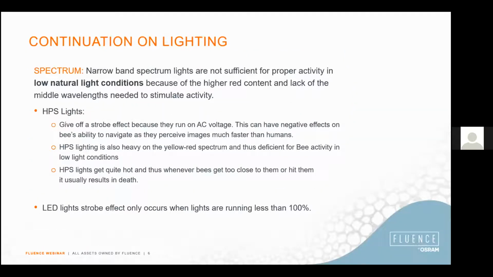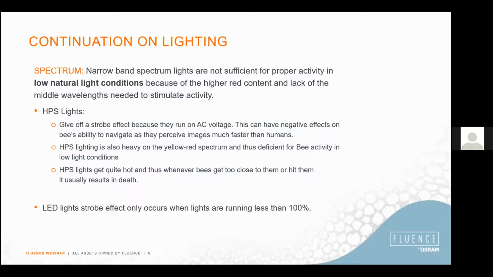Continuing with that, spectrum does play a role, especially in the wintertime. Narrowband spectrum lights are not sufficient for proper activity in low natural light times because of that high red content that we talked about, where they're not really utilizing the red light, and the lack of the middle wavelengths that are really needed to stimulate that activity.